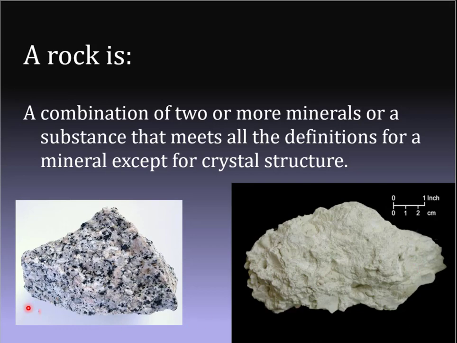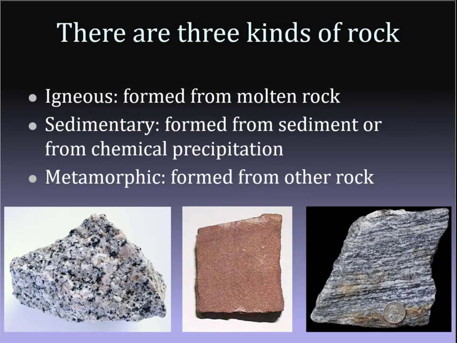Most rocks, though, are combinations of minerals. But every now and then we get, like I said, chemical sedimentary rocks that would be a mineral if not for the lack of a crystal structure. So as we think about rocks, there's three kinds, as we know: igneous, sedimentary, and metamorphic. Igneous rocks form from molten rock, magma if it's below ground, lava if it's above ground. We'll talk about each of these more.